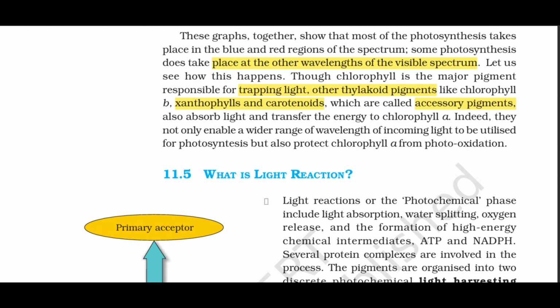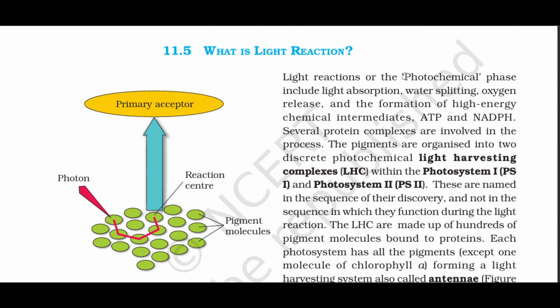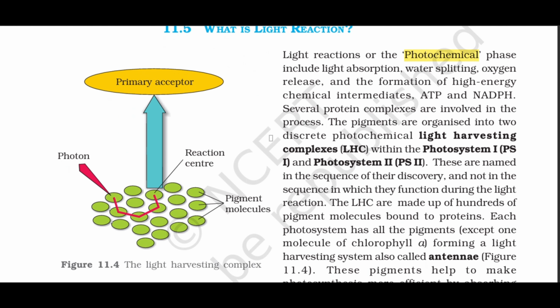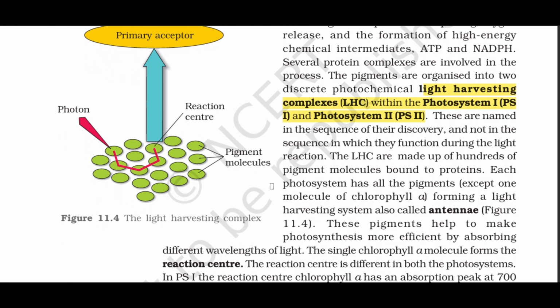What is light reaction? Light reactions or the photochemical phase include light absorption, water splitting, oxygen release, and the formation of high-energy chemical intermediates, ATP and NADPH. Several protein complexes are involved in the process. The pigments are organized into two discrete photochemical light harvesting complexes, LHC, within the photosystem I, PS I, and photosystem II, PS II. These are named in the sequence of their discovery, and not in the sequence in which they function during the light reaction. The LHC are made up of hundreds of pigment molecules bound to proteins.